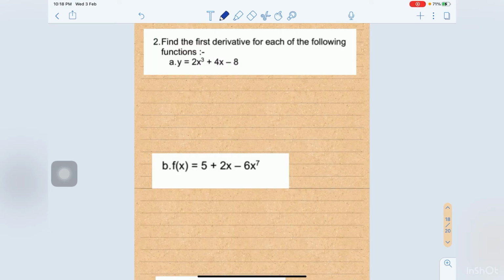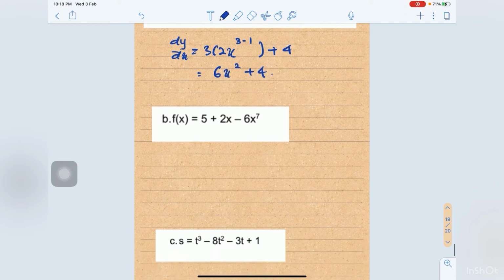Next question. Find the first derivative for each of the following functions. y equals 2x cubed plus 4x minus 8. Okay, this question involves a few terms. So, as usual, we just differentiate one by one. Now we have y in terms of x. We differentiate, we get dy/dx. dy/dx equals 3 times 2x power of 3 minus 1, plus 4. So we simplify. We get 6x squared plus 4.